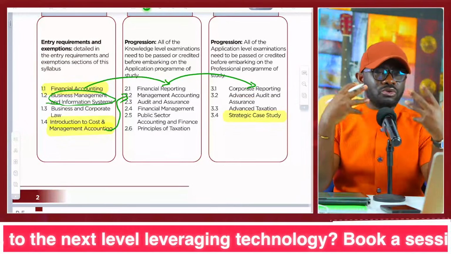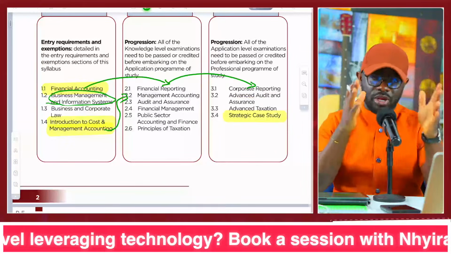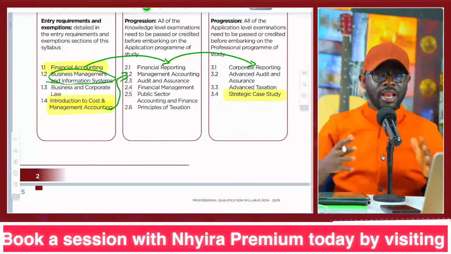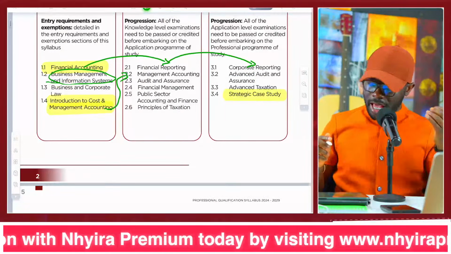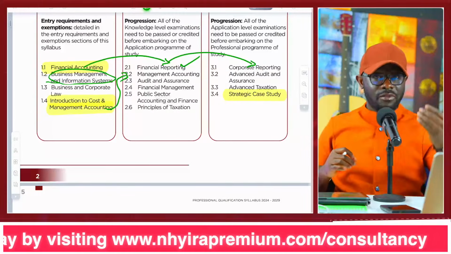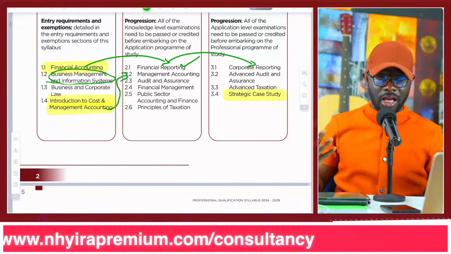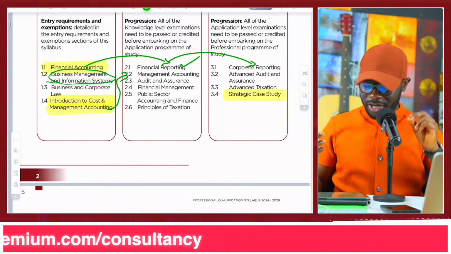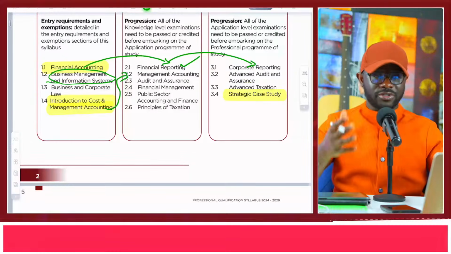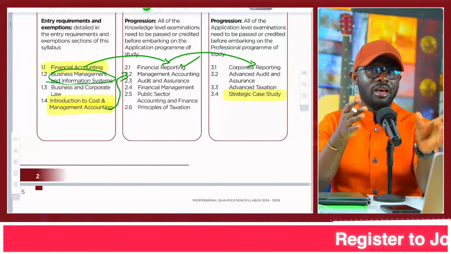Now, when it comes to writing and paper combination, I'm going to be coming back to that in a moment as we proceed. In level 2, 6 papers: we have financial reporting, management accounting, advanced audit and assurance, financial management, public sector accounting and finance, and then principles of taxation. Those are the papers in level 2.